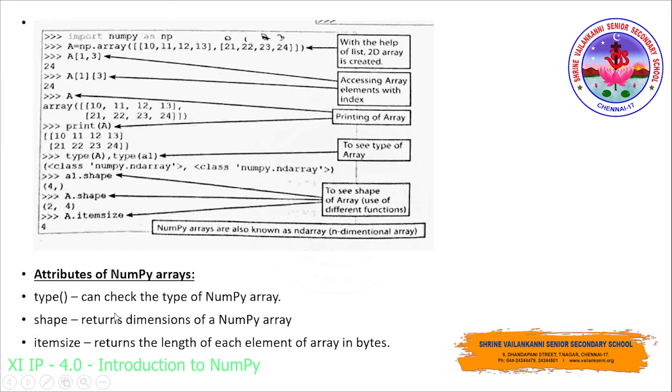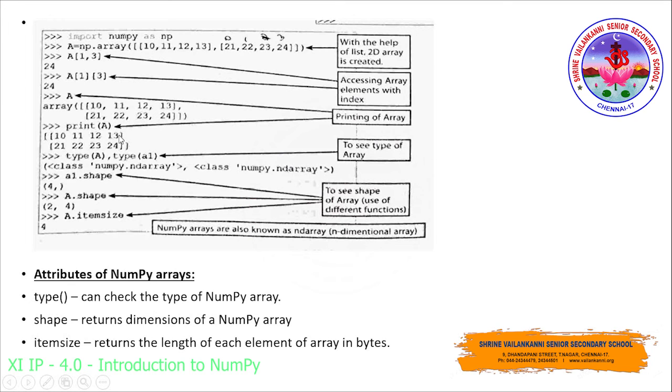Clear? And in NumPy arrays, you have three main attributes: type, shape, and item size. Type helps you check the type of the NumPy array, that is, which data type the elements belong to. To check that, we make use of the type function. And the next attribute, shape, helps you find out the dimensions of a NumPy array.